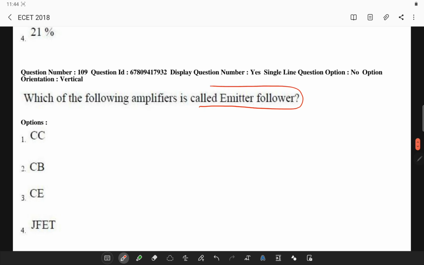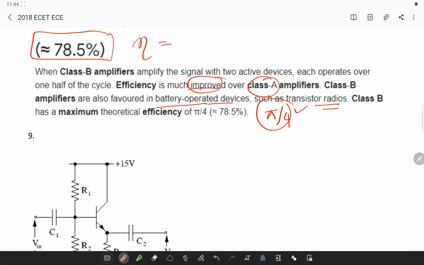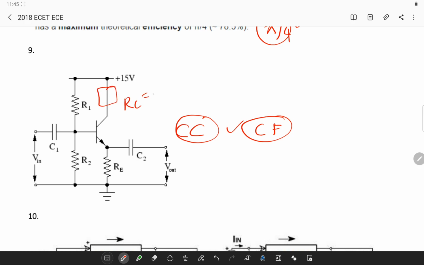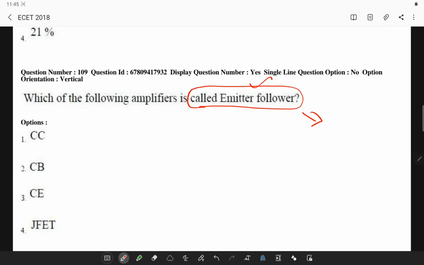what is the circuit diagram of the emitter follower? The student again has to remember this. This is the common collector configuration, which is also called the emitter follower. Here the value of RC is 0. This is a very important point which a student has to remember. An emitter follower is nothing but a common collector configuration.